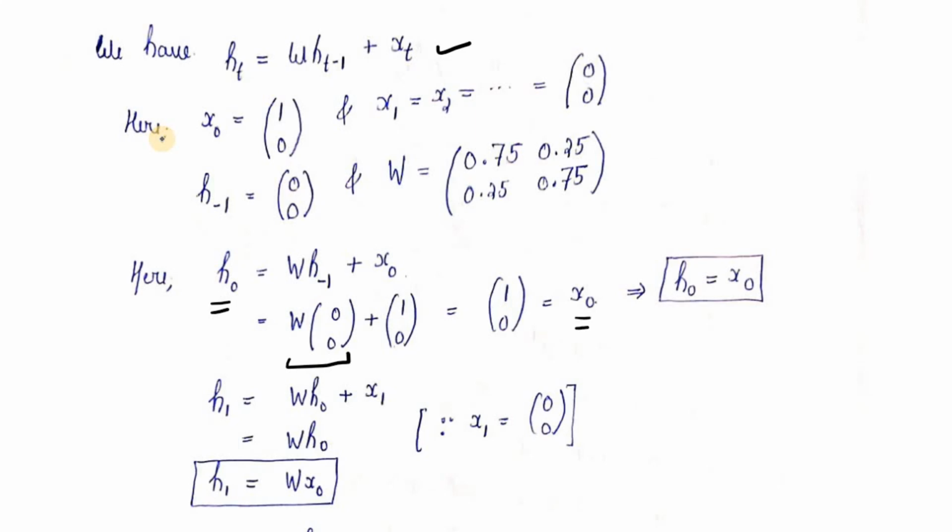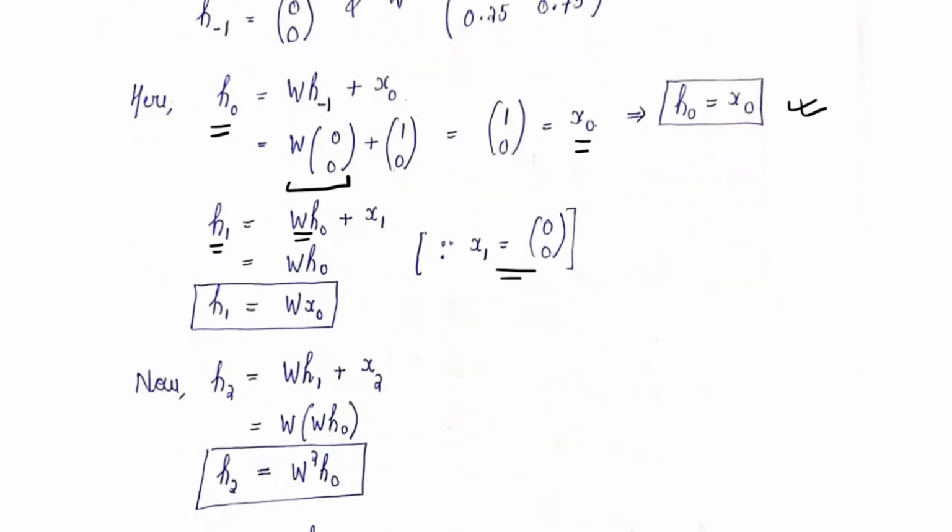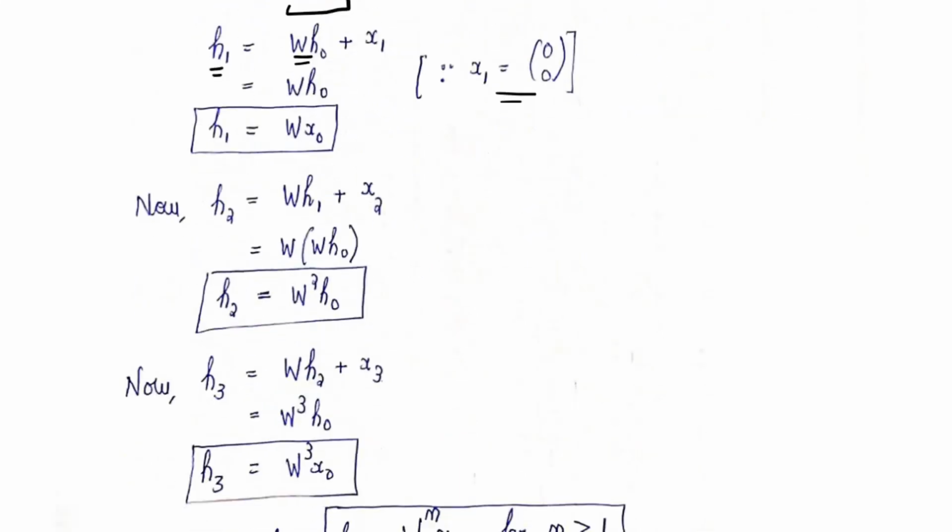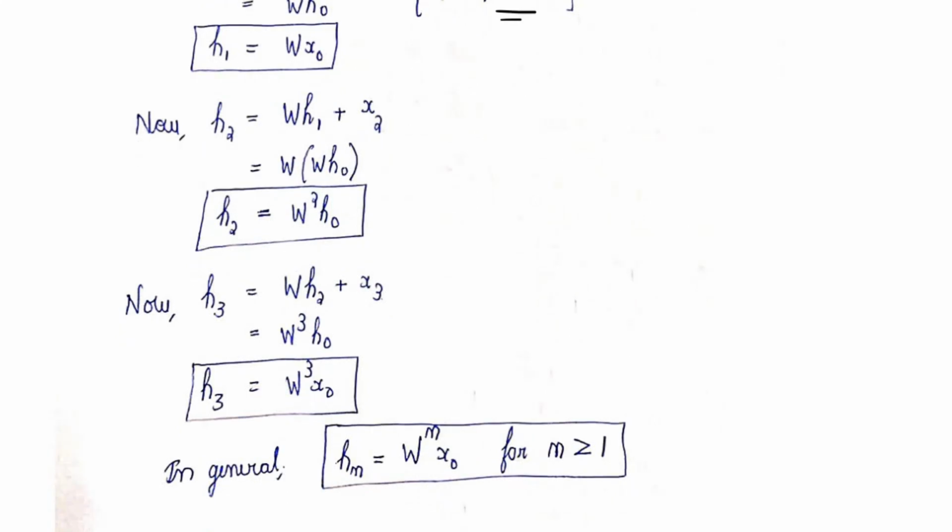Now we proceed further in the calculation of h1. We are able to calculate w h naught plus x1, and again x1 over here is 0 0 as mentioned in the question. So we are just left with w times h naught, and h naught could be replaced by this substitution, like we replace h naught with x naught. Now we proceed further to find out that h2 is w square x naught, and consequently we can generalize that hn is w raised to n times x naught for all n greater than or equal to 1.